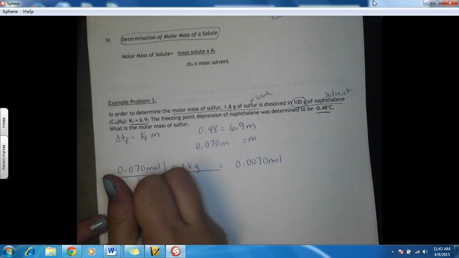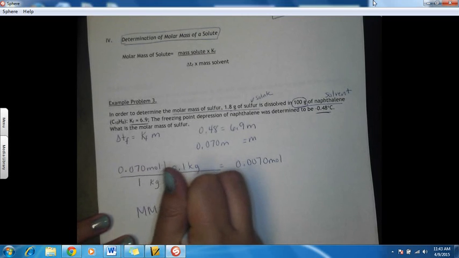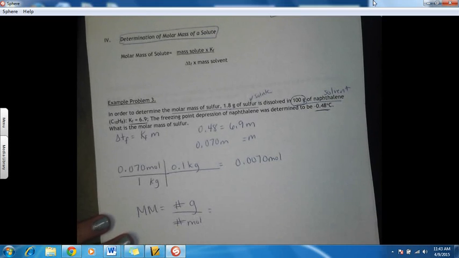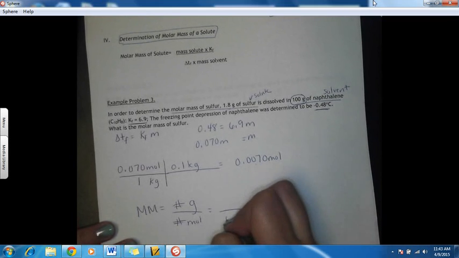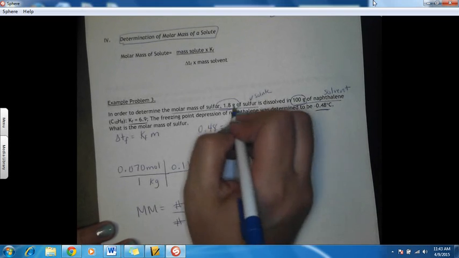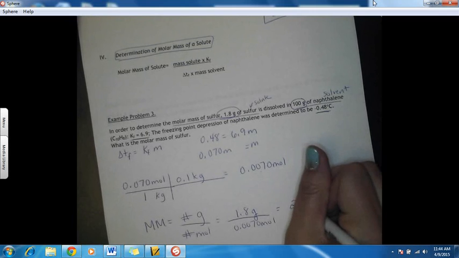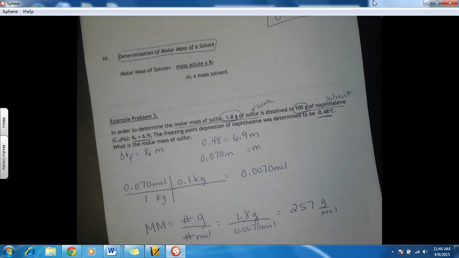Right, so now how can we find the molar mass? If you remember, that's the number of grams divided by the number of moles. Right? So I know the number of moles in the solution. We just calculated that. They told us the mass right up here. Right? And so what do we get? 1.8 divided by 0.070, and that gives us 257 grams per mole. But now, how many significant figures are we allowed to keep?